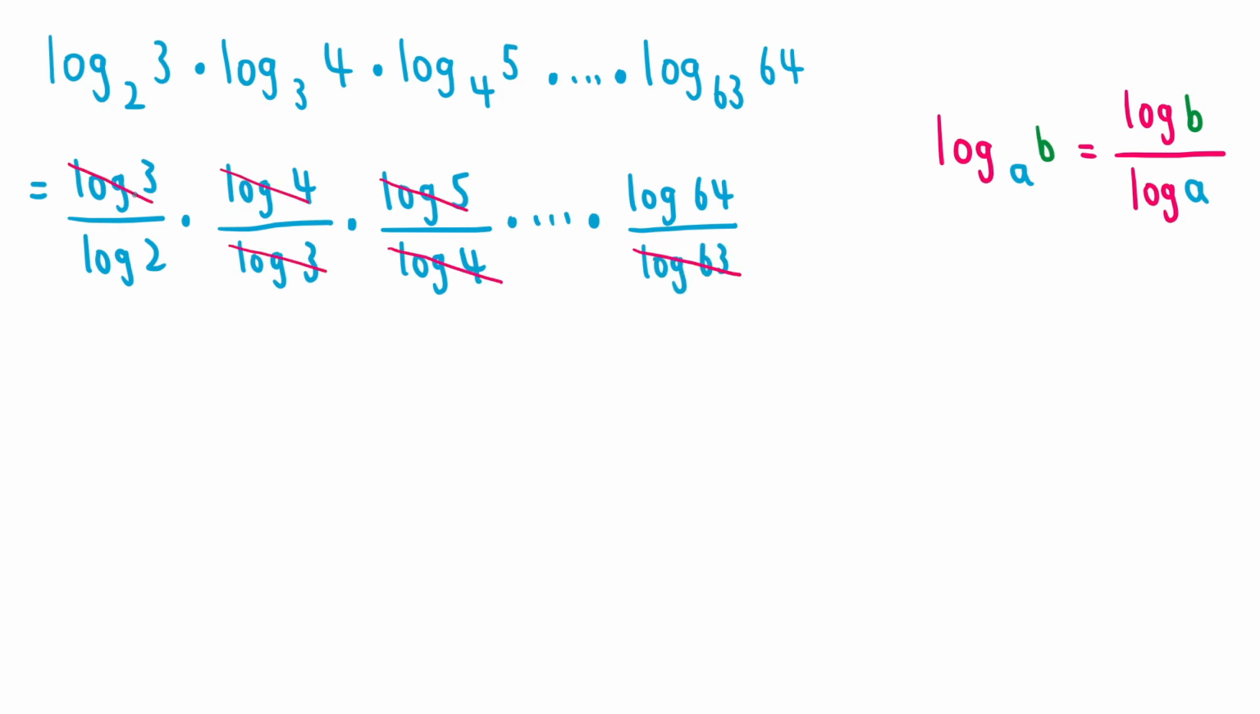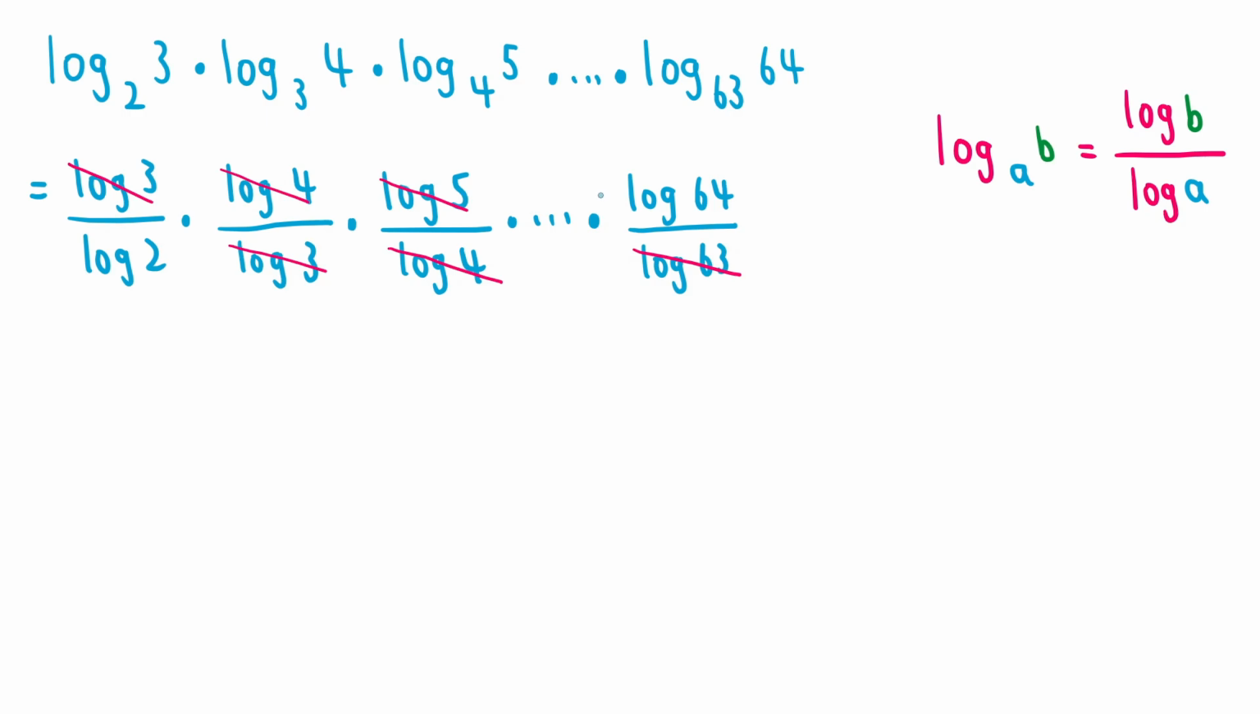The log of 3 term in the numerator of the first term cancels out with the log of 3 term in the denominator of the second term, and the log of 4 in the numerator of the second term cancels out with the log of 4 term in the denominator of the third term, and so on. So the log of 5 in the numerator of the third term would cancel out with the log of 5 in the denominator of the next term. And this pattern continues for the entire product until the last term, where the log of 63 in the denominator of the final term would cancel out with the log of 63 in the numerator of the previous term.